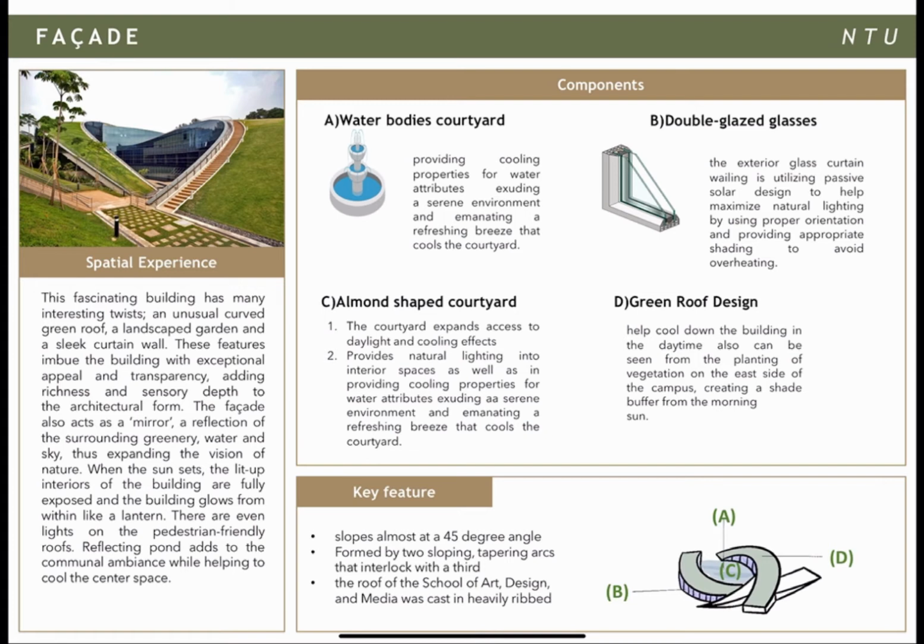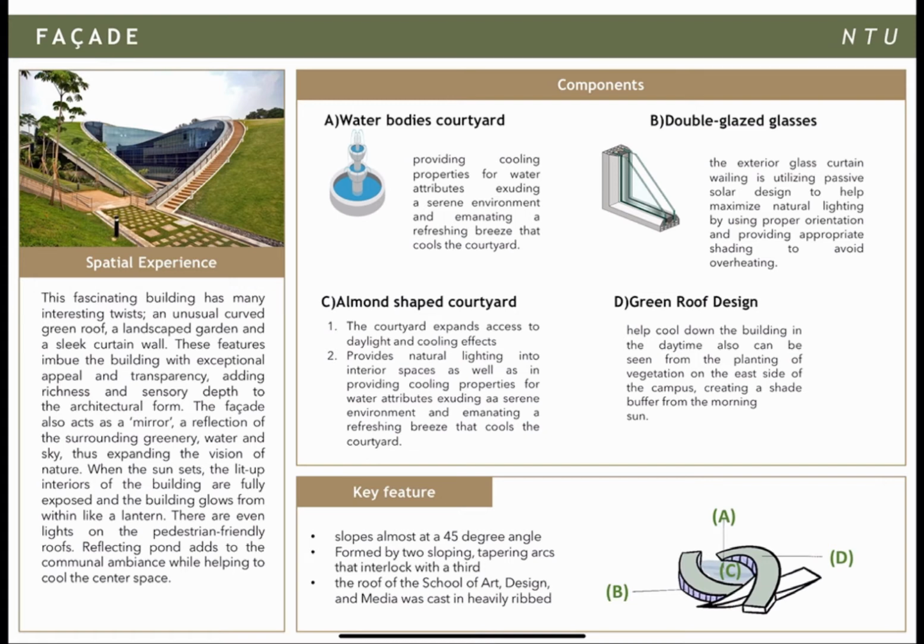The first one will be the water bodies courtyard. It is providing cooling properties for water attribute, exuding a serene environment and the refreshing breeze that cools the courtyard. The second one will be the double-glazed glasses. The exterior glass curtain wall is utilizing passive solar designs to help maximize natural lighting by using proper orientations and providing appropriate shading to avoid overheating.